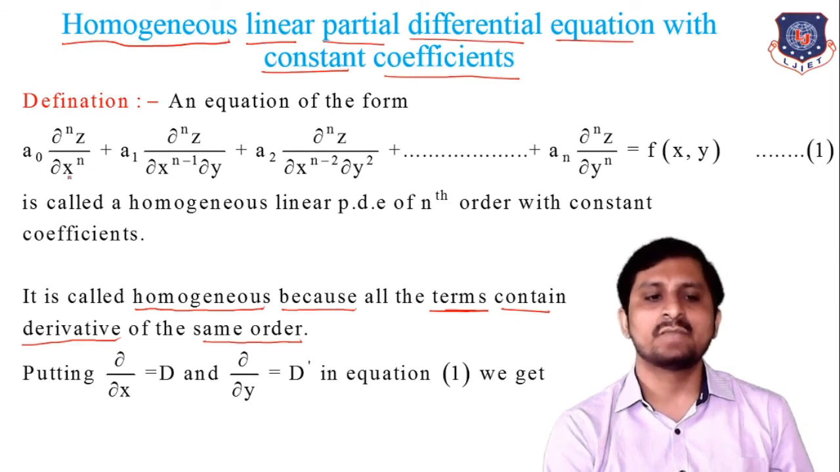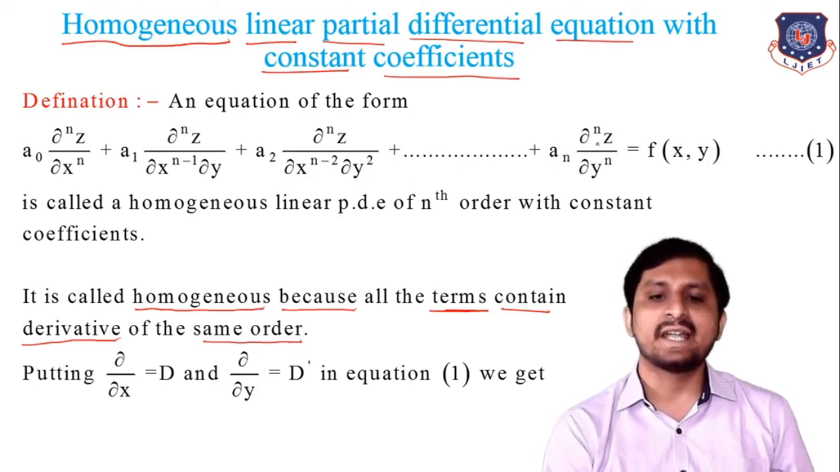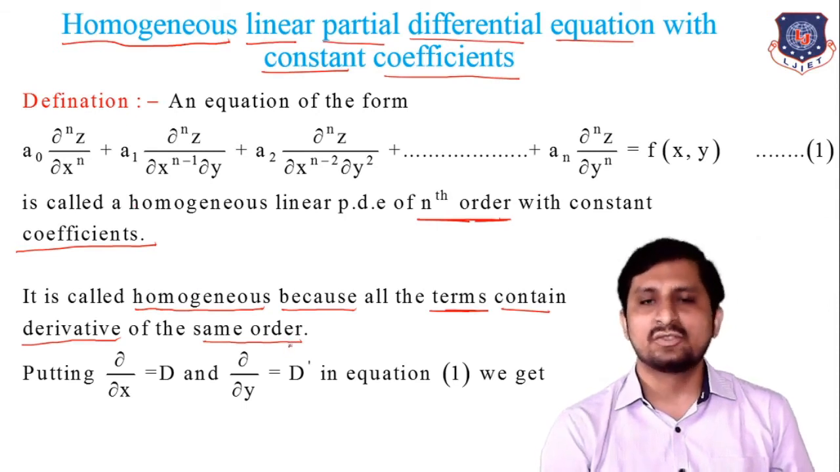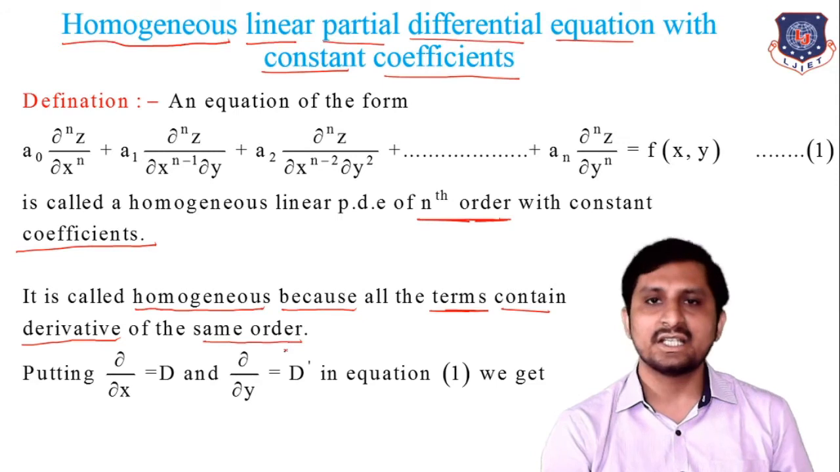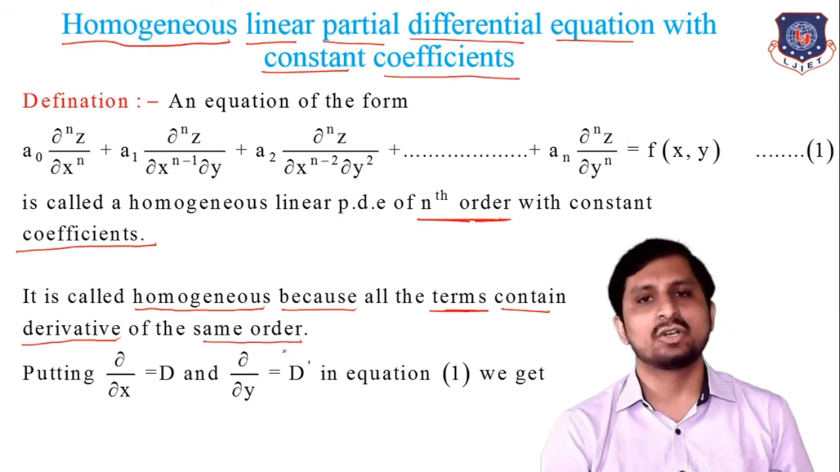So an equation of the form a0 del n z by del x raised to n plus a1 del n z by del x raised to n minus 1 into del y plus a2 del n z by del x raised to n minus 2 into del y square plus and so on, an del n z by del y raised to n, that is equal to f of x y, is called homogeneous linear partial differential equation of nth order with constant coefficient. And as I already explained, the meaning of homogeneous is that all the terms contain derivative of the same order, so that's why we call it homogeneous linear partial differential equation with constant coefficient.